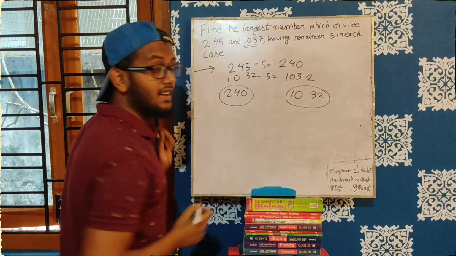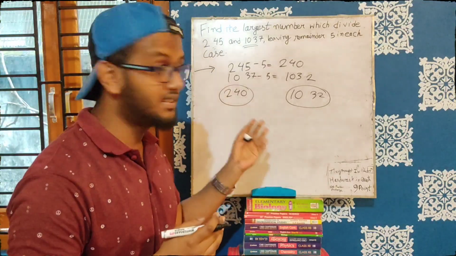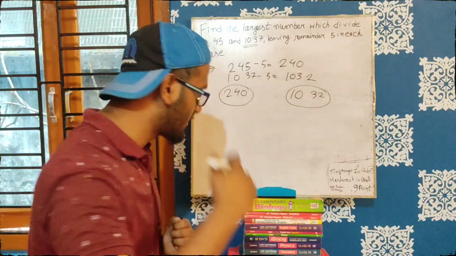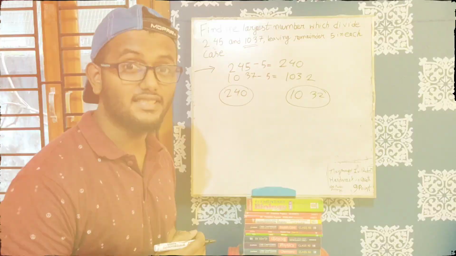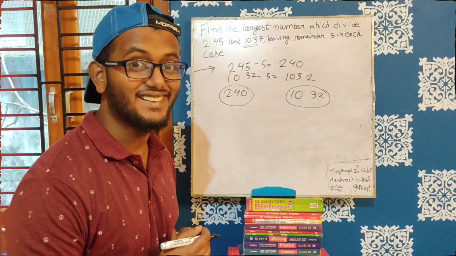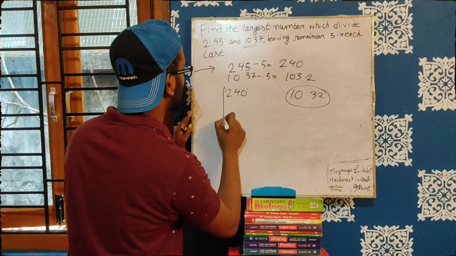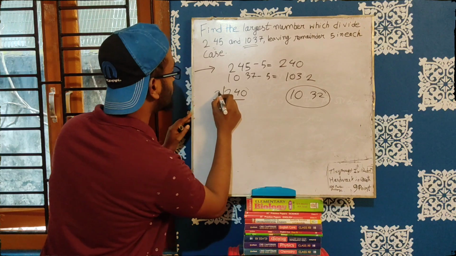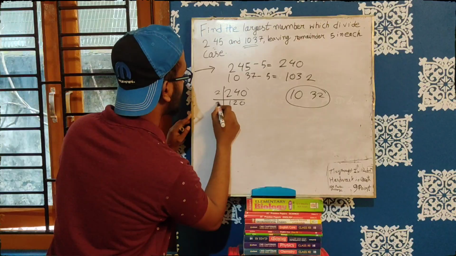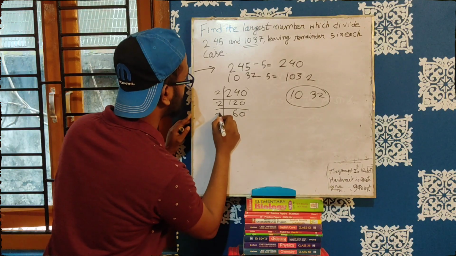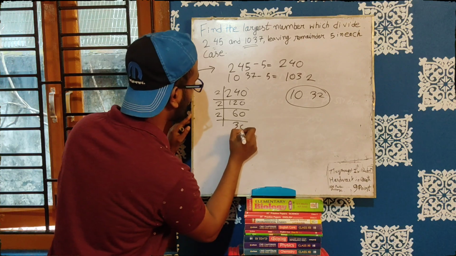Now let's find the HCF of these two given numbers. So let's try, how? By the prime factorization method. Let's try to find the factors of 240. 2, 120, again 2, 60, again 2, 30.